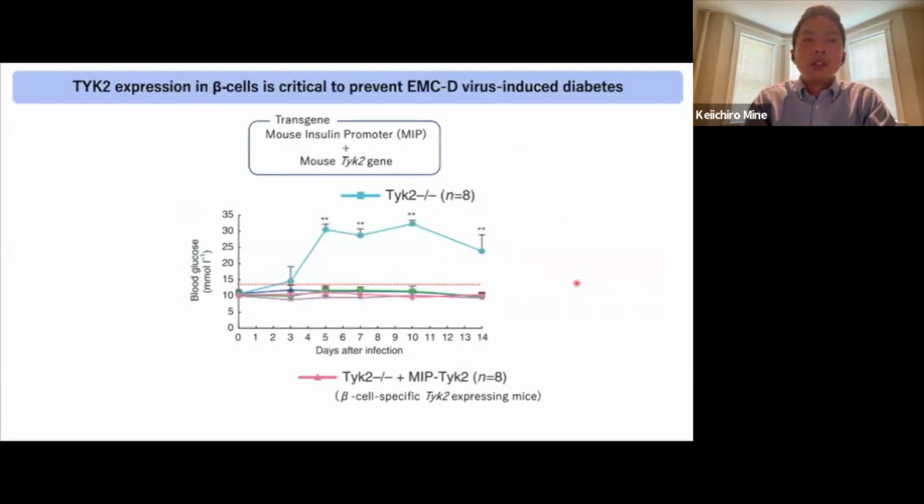We generated transgenic mice carrying the mouse insulin promoter with the mouse TYK2 gene and crossed them with TYK2 knockout mice. These beta cell specific TYK2 expression mice didn't develop diabetes after EMCD virus infection. So this result suggests that TYK2 expression in beta cells is critical to prevent EMCD virus-induced diabetes.